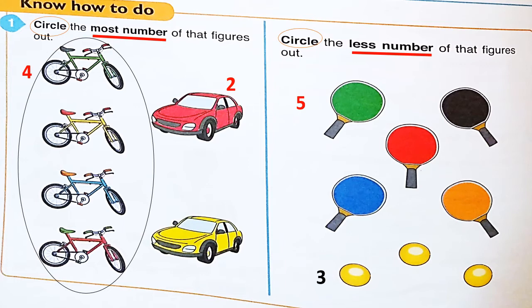Which number is less? 5 or 3? Which number is less, the number of rackets or the number of balls? You have to remember that less means smaller. So, where is the smaller number? 5 or 3? Yes, 3 is less. So, I go and I circle the balls. Excellent.